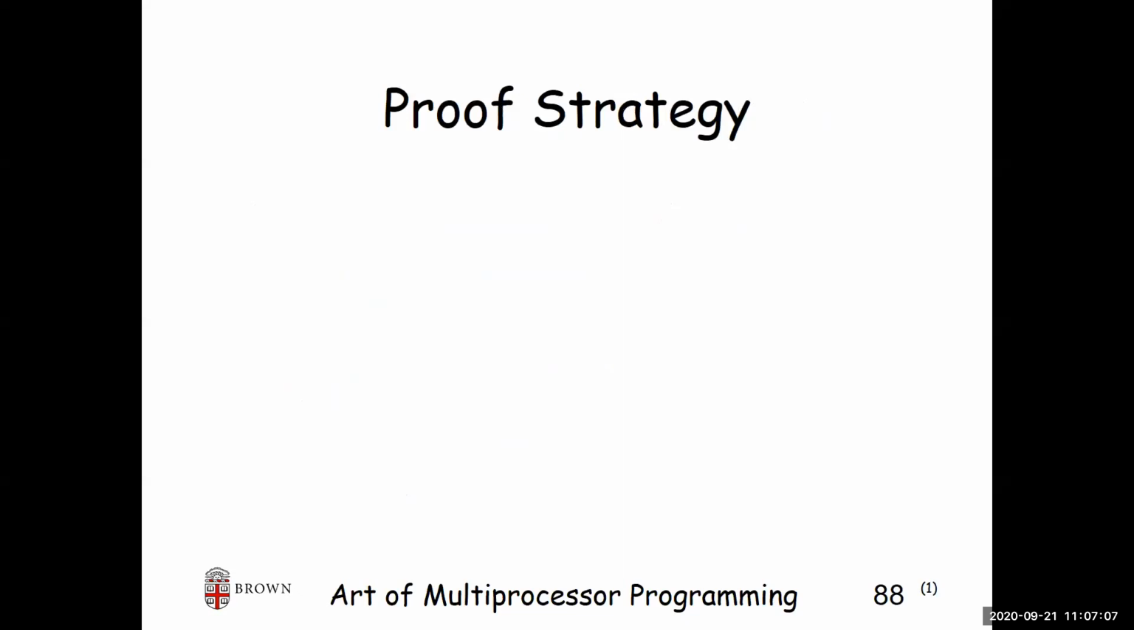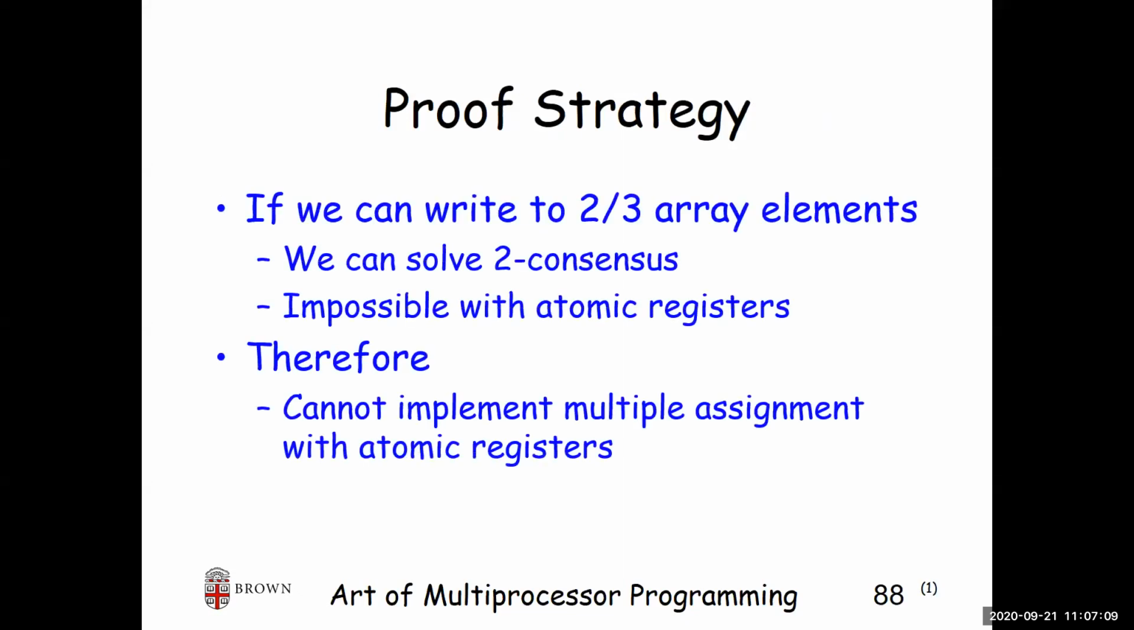So we're going to prove that. What we're going to do is write to 2 out of 3 elements of an array, and then show that that solves two-thread consensus. That means it's impossible with atomic registers, and therefore, we cannot implement multiple assignment with atomic registers.